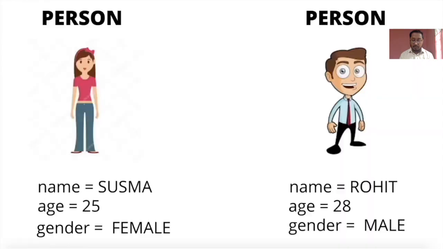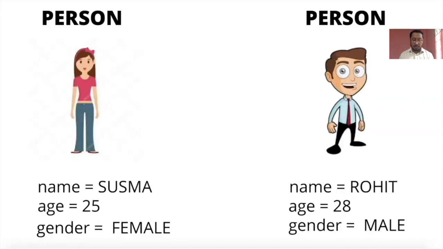In this video, we will cover class and instance in Java. In Java, a class represents a real-world entity. A real-world entity is an entity with a physical location within the universe. For example, person is a real-world entity which has attributes name, age, and gender.